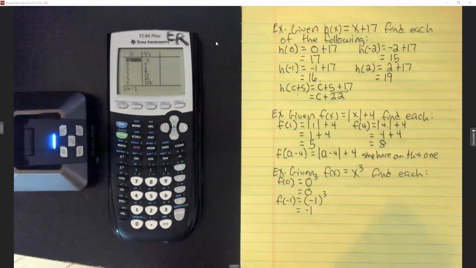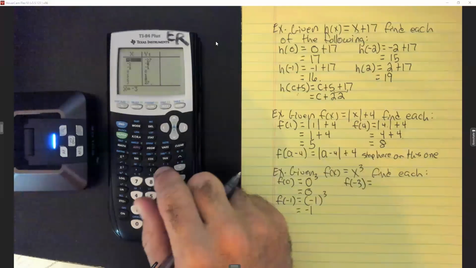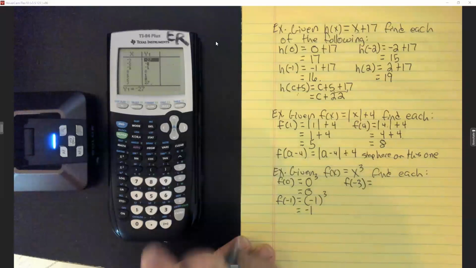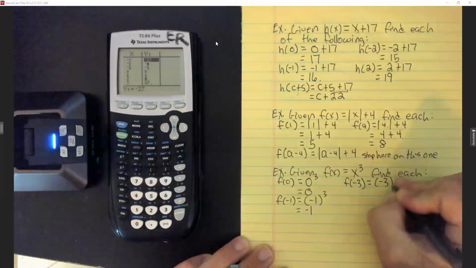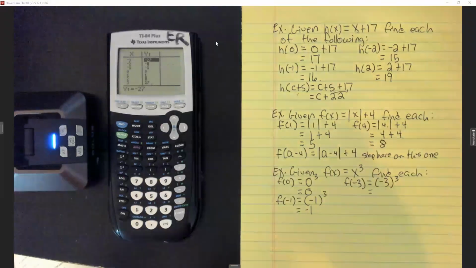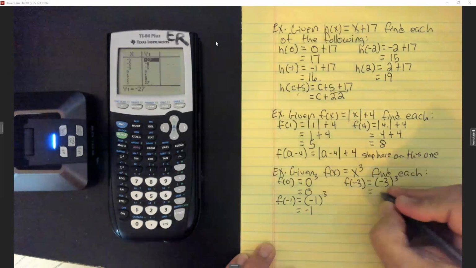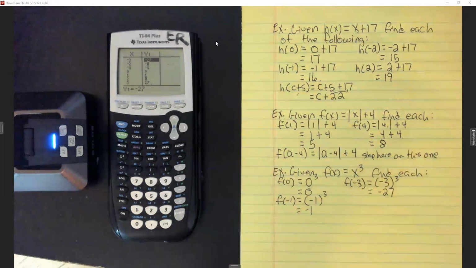Next, I have f of negative 3. Well, watch this. Negative 3 on here is showing me negative 27. So let's see if that's right. We have negative 3 to the 3rd power. Now remember, with negative numbers, always put them in parentheses if you're using the calculator to find them, okay? So negative 3 times negative 3 is 9. 9 times negative 3 is negative 27. So that table's giving me everything I need on my answers, right?